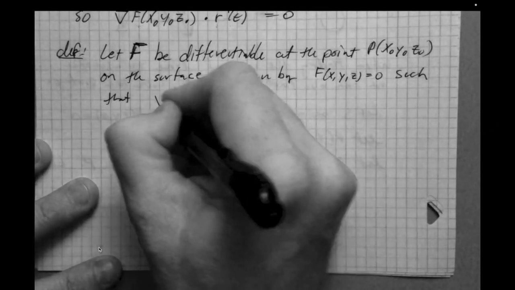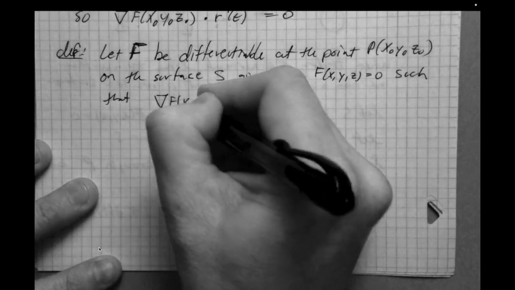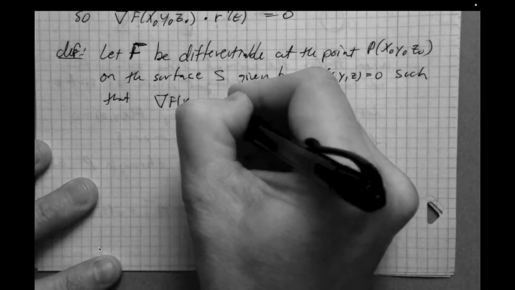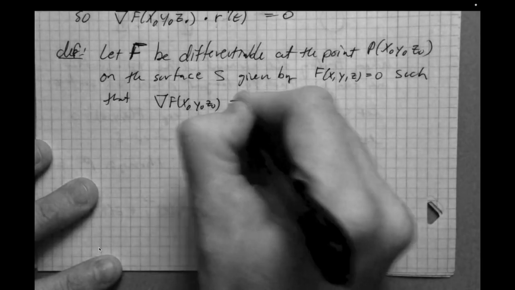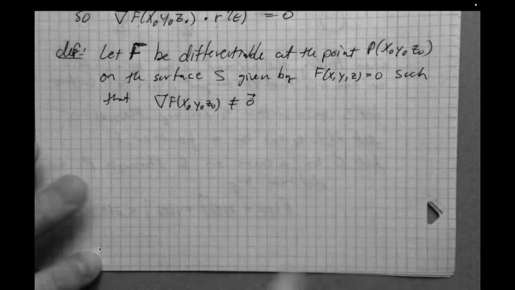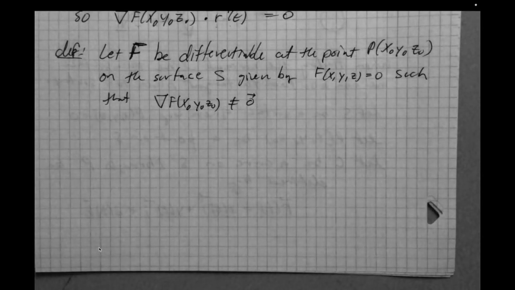the gradient at x naught, y naught, z naught of f is non-zero. Right, it's not equal to the 0 vector. So f is some differentiable function at the point P (x naught, y naught, z naught) on the surface S given by f, such that the gradient is non-zero.